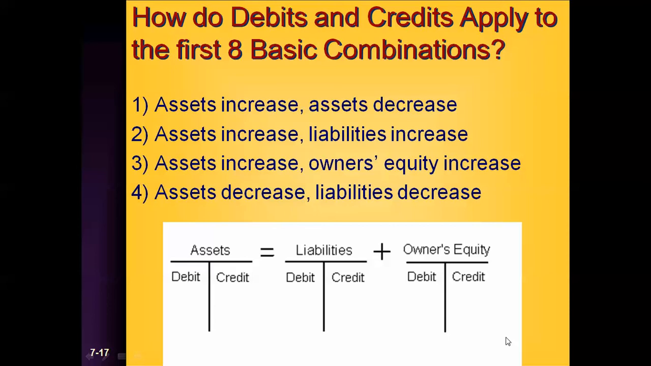And for the last of the 4 on this particular slide of basic debit and credit combinations, you could have a situation where assets decrease and liabilities decrease. In this case, you debit the accounts payable account, which is a liability account, and you would credit the cash account, which is an asset account.